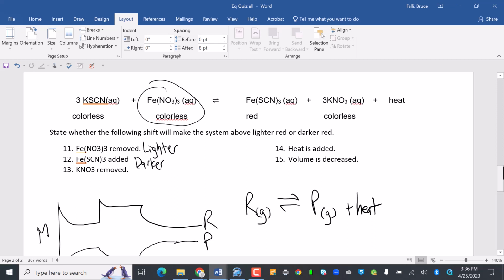KNO3 is removed. Remove, replace. It's going to shift to the right-hand side. It'll be darker. Heat is added. Heat would shift it to the left. Heat is on the right-hand side, so it's going to be lighter.